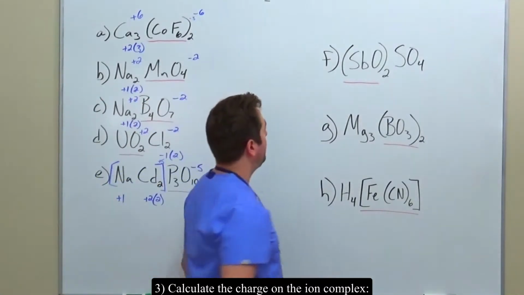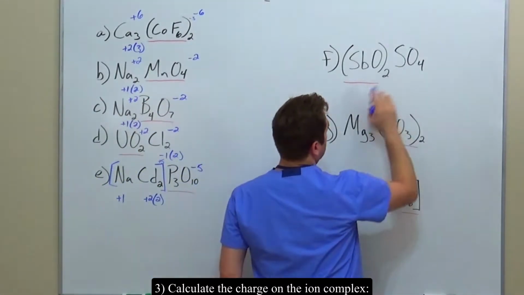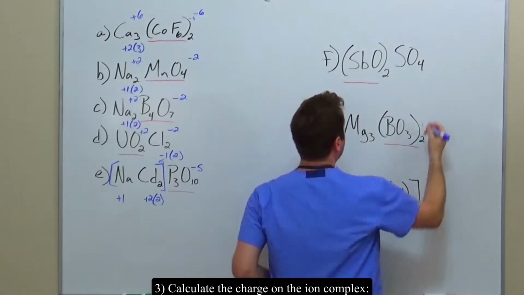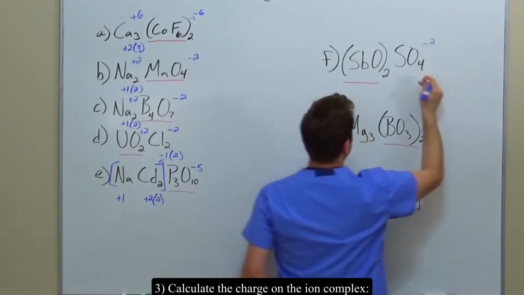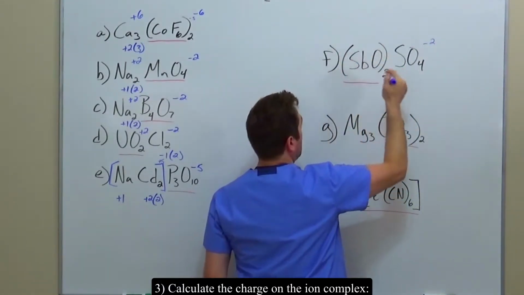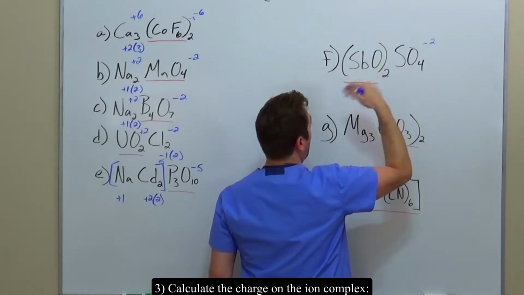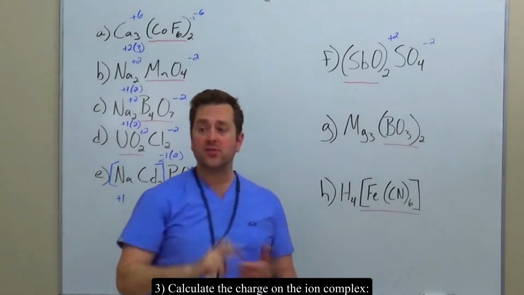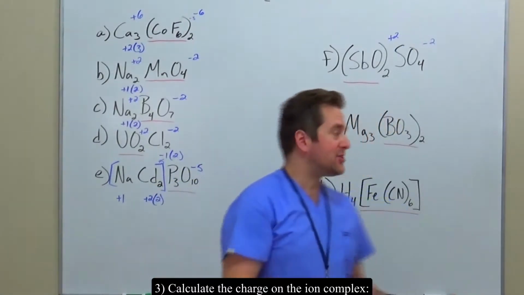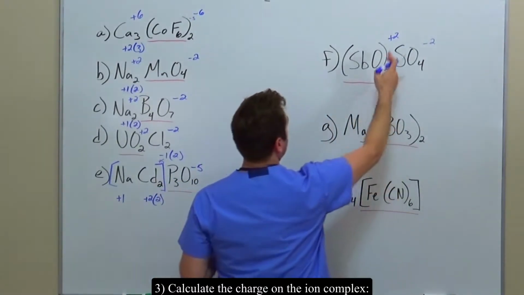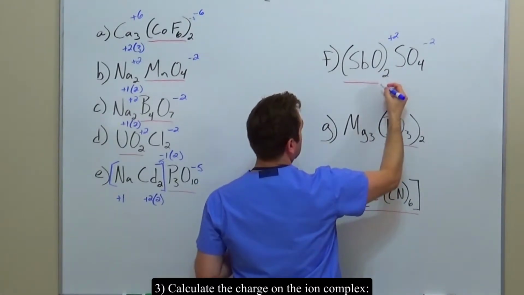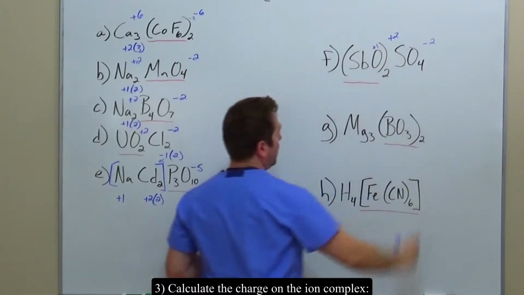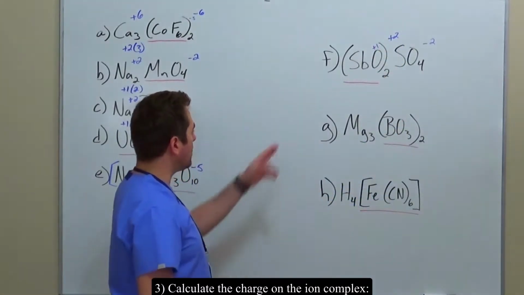Okay, letter F. Focus on the polyatomic ion. It's sulfate. We easily know what the charge is on that. Overall, it's a negative 2 charge. So what does that mean? It means that this complex better have an overall oxidation number of positive 2. However, there are parentheses involved with a subscript, so we have to account for that. 2 divided by 2 means that each complex has a positive 1 charge.